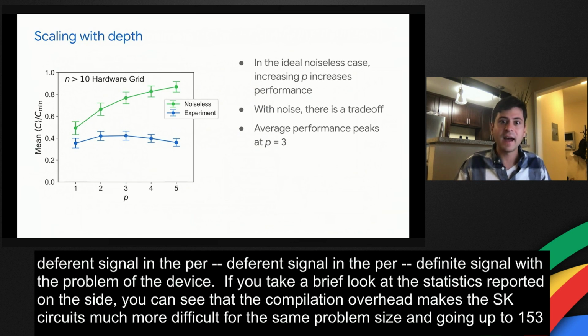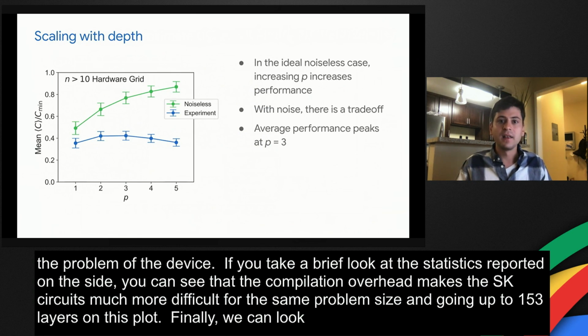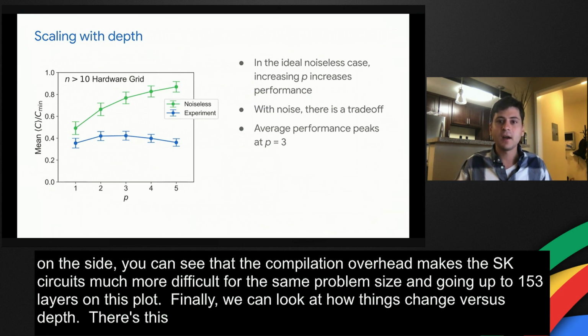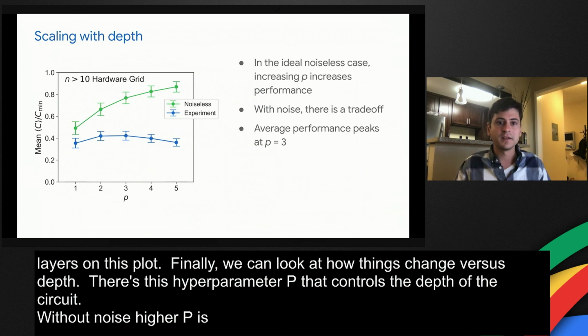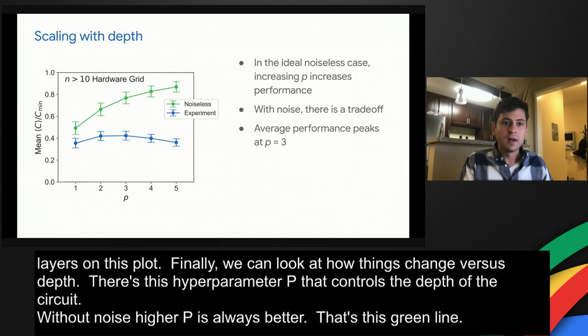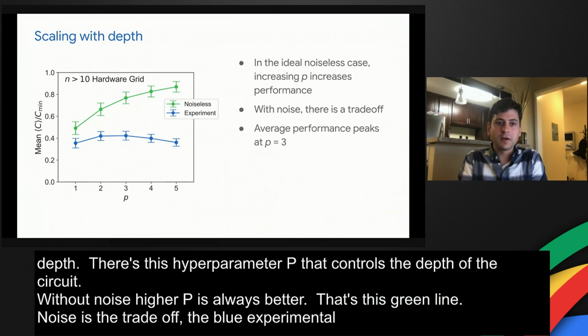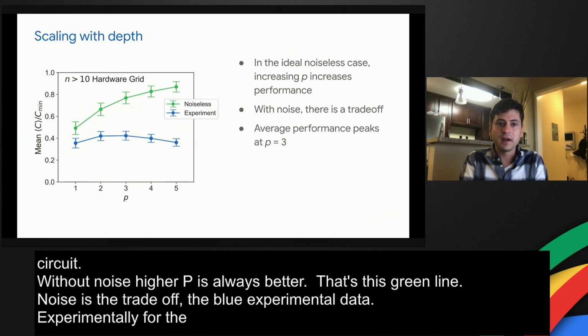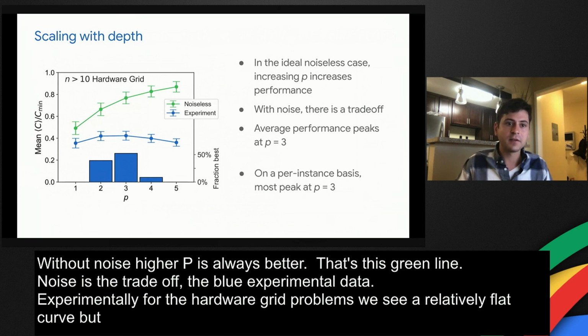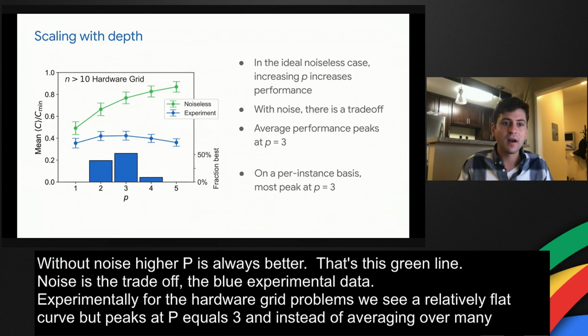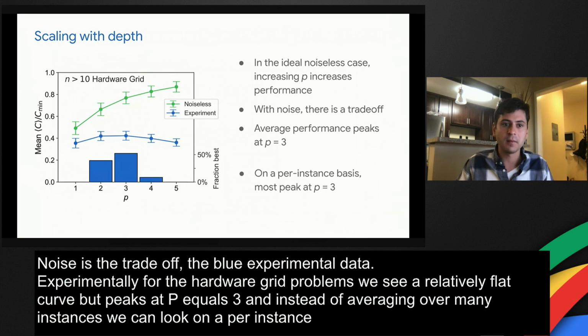Finally, we can look at how things change versus depth. There's this hyperparameter P that controls the depth of the circuit ansatz. Without noise, higher P is always better. That's this green line. Noise makes it a trade-off. That's the blue experimental data. Experimentally, for the hardware grid problems, we see a relatively flat curve, but it peaks at p equals 3. And in fact, instead of averaging over many instances, we can look on a per-instance basis and see that over 50% of the problems studied have maximized performance at p equals 3.